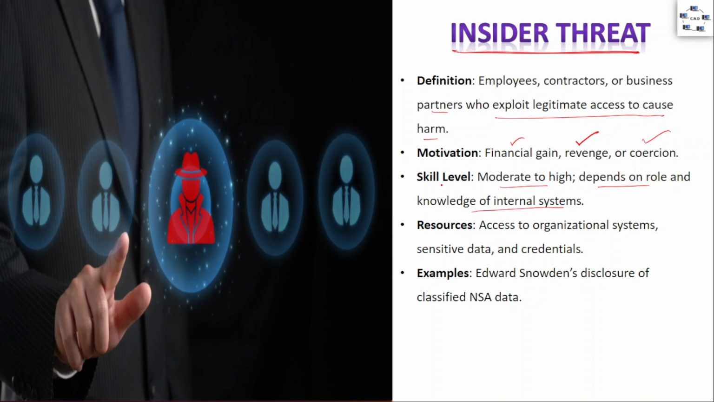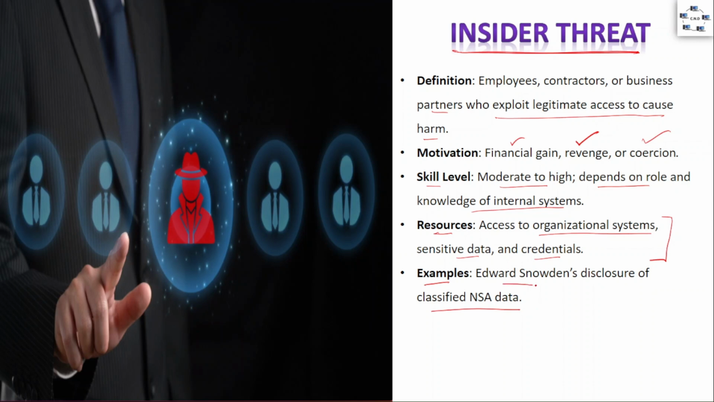So the insider threat does not need a very high skill level because they already have access to the systems and sensitive data. That's why they are very dangerous to organizations. And resources: since they have access to the organizational system, sensitive data, and credentials, they don't need any sophisticated hacking tools or other things because they already have legitimate access to the data and organizational resources, which they exploit. One example is Edward Snowden's disclosure of classified NSA data.